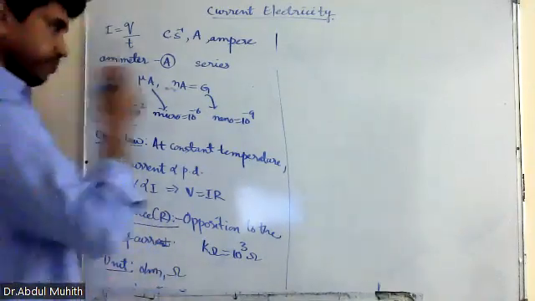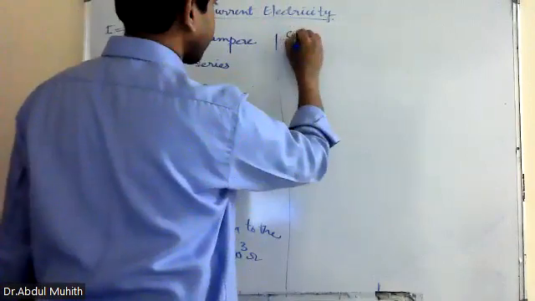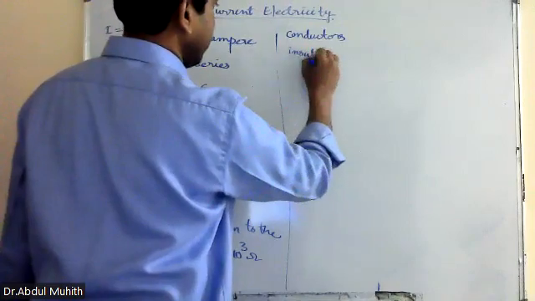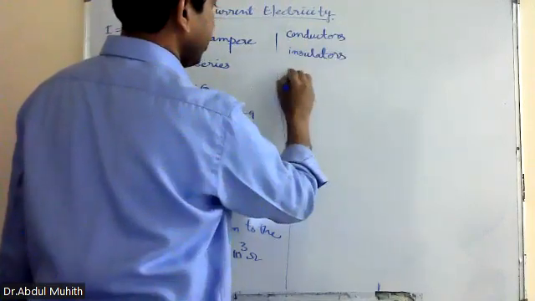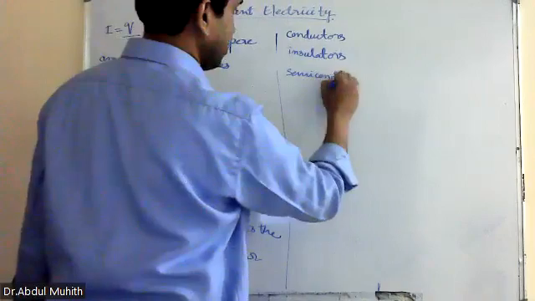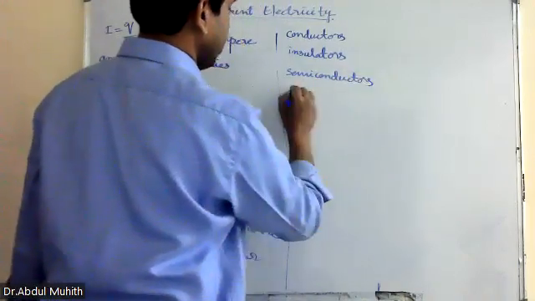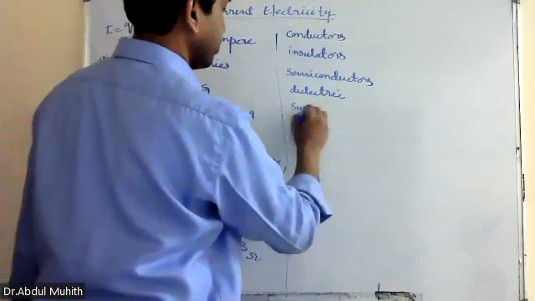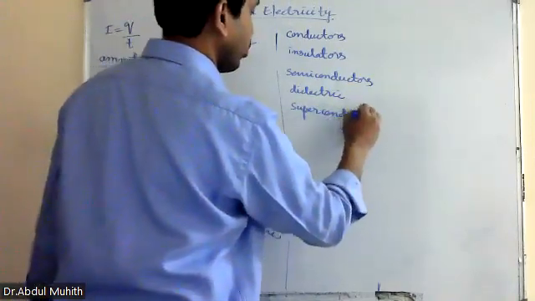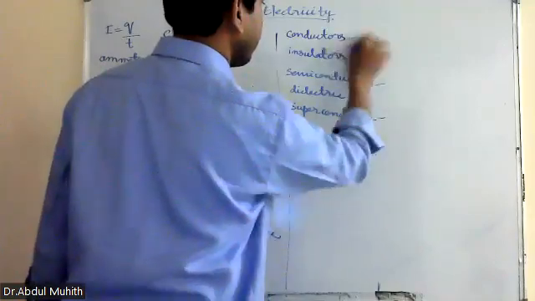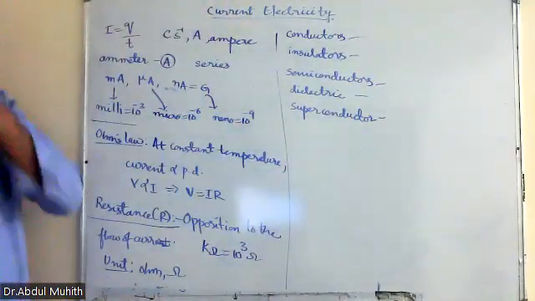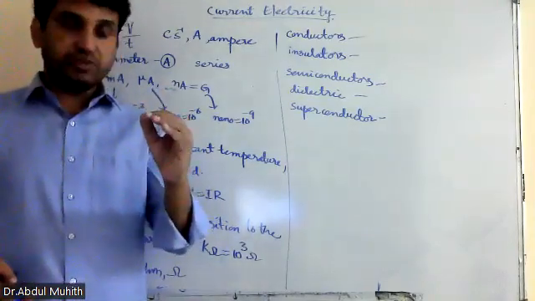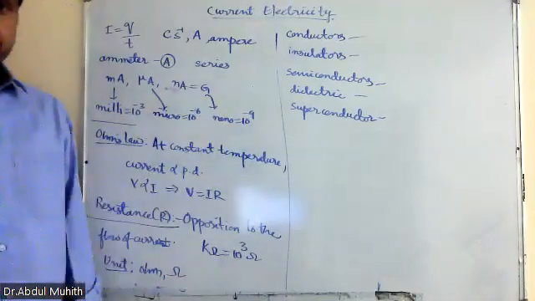We have conductors, insulators, semiconductors, then dielectric material, and the last is superconductors. Can you tell me about these materials quickly? What are conductors? Conductors are the materials which allow the passage of current. Can you give me an example for each?